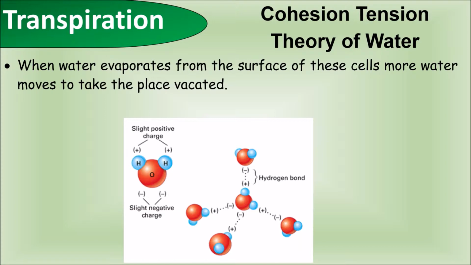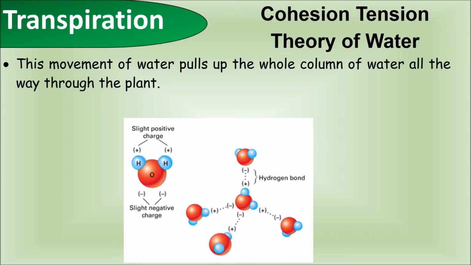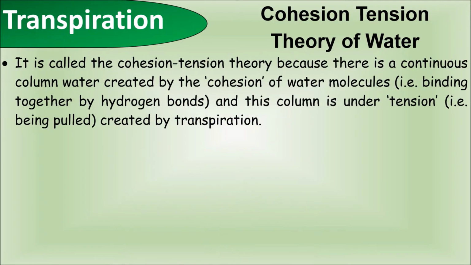When water evaporates from the surface of these cells, more water moves up to take the place that's now been vacated. The movement of the water pulls the whole column of water up all the way through the plant. It is called the cohesion tension theory because there is a continuous column of water created by the cohesion of water molecules, i.e. binding or bonding together by hydrogen bonds, and this column is under tension, i.e. being pulled up, that is created by transpiration.